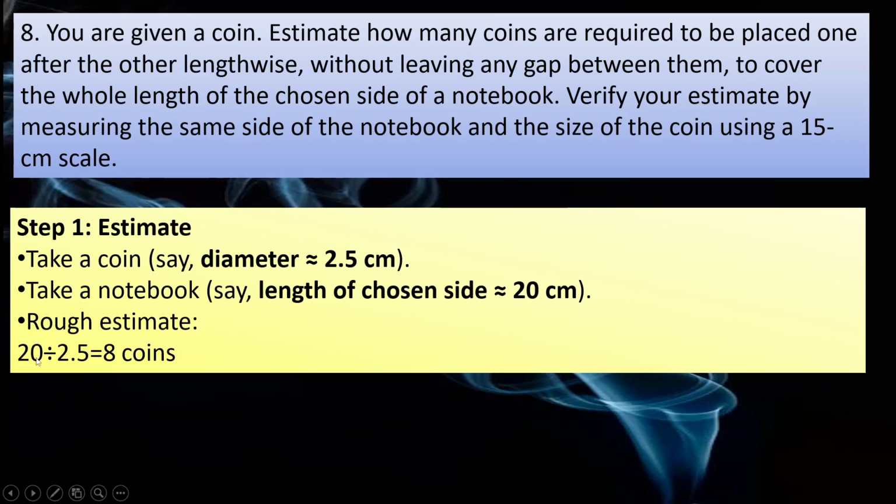Then rough estimate is 20 divided by 2.5. Then you get the number of coins required. Both are in centimeter, centimeter get cancelled. That is 20 by 2.5. What I do now is multiply both numerator and denominator by 10, then it becomes 200 divided by 25. I avoided the decimal point here. That's the 25 table: 25 eights are 200. Therefore, 8 coins. Answer is 8 coins.